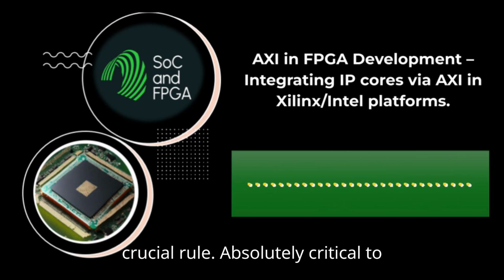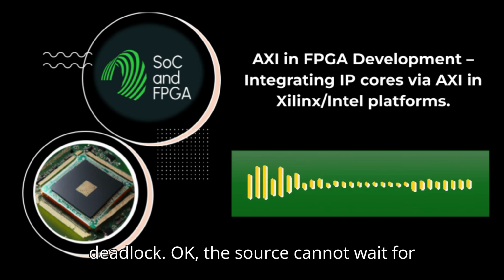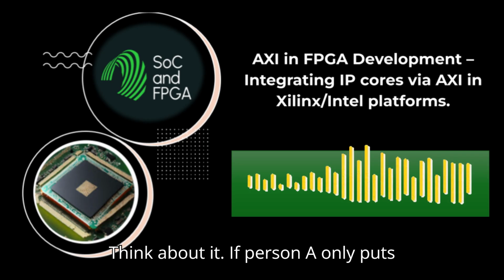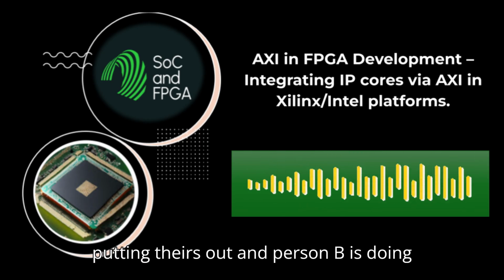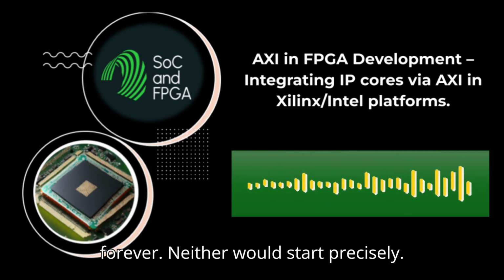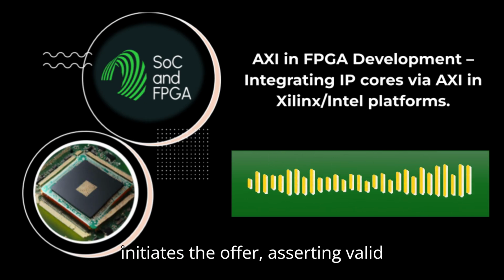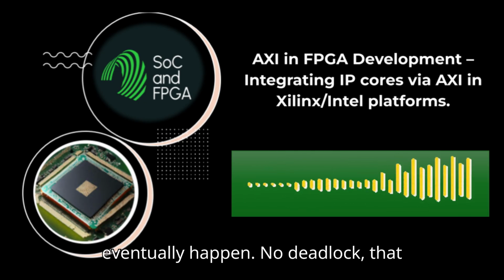Absolutely critical to prevent a complete standstill, a deadlock. Okay. The source cannot wait for ready before asserting valid. Why is that? Think about it. If person A only puts their hand out if person B is already putting theirs out, and person B is doing the same, they'd just stand there forever. Neither would start. Precisely. AXI's rule means one side always initiates the offer, asserting valid first. That ensures the handshake can eventually happen, no deadlock.